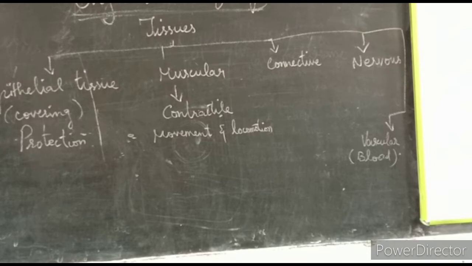Okay children, do you understand this tissue system? The tissues. The first one is the epithelial tissue, another one is the muscular tissue, another one is the connective tissue, then nervous tissues and then vascular tissues.